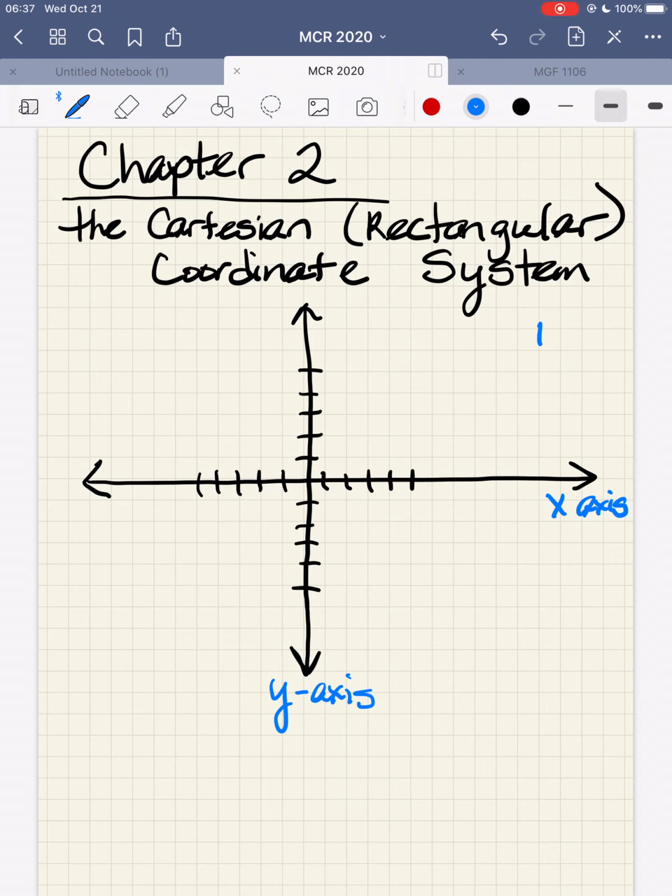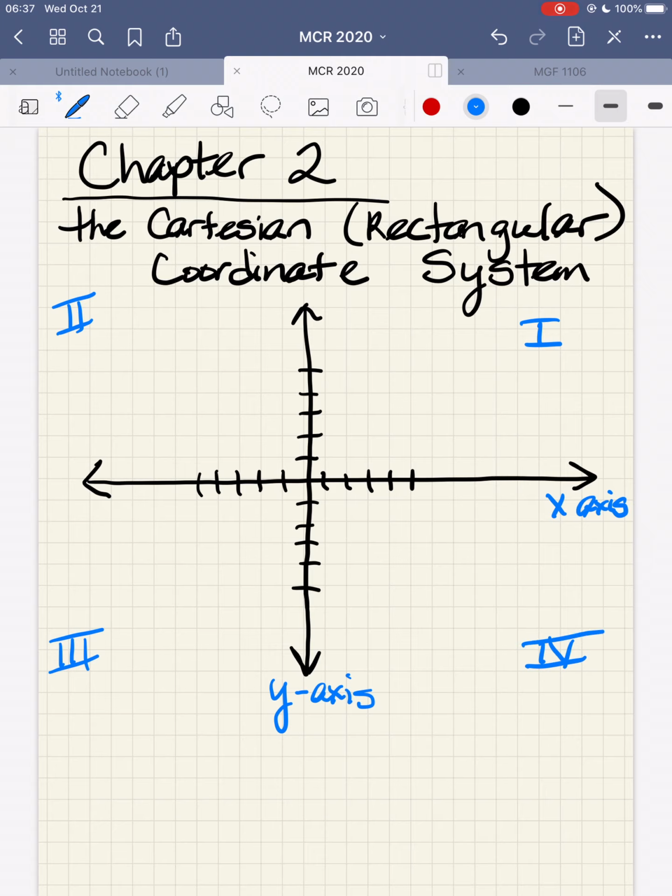So quadrant 1 starts right here, Roman numeral 1. And we go counterclockwise, so against the way a clock runs. So quadrant 2 is over here. Quadrant 3 is over here. And quadrant 4 is over here.